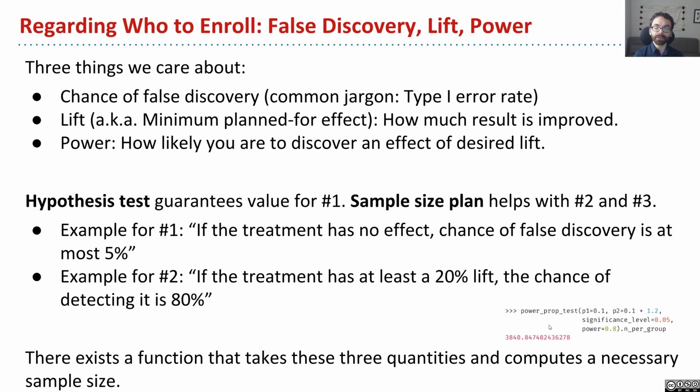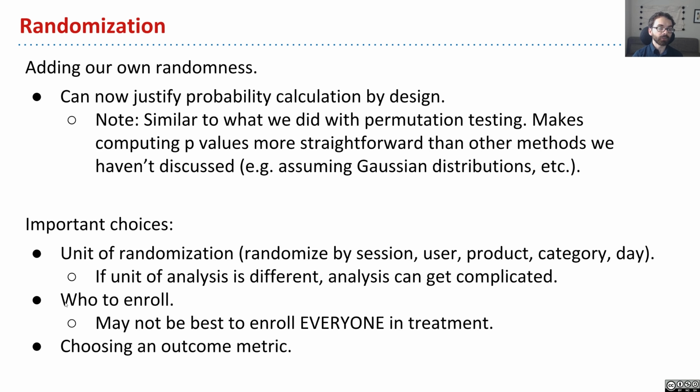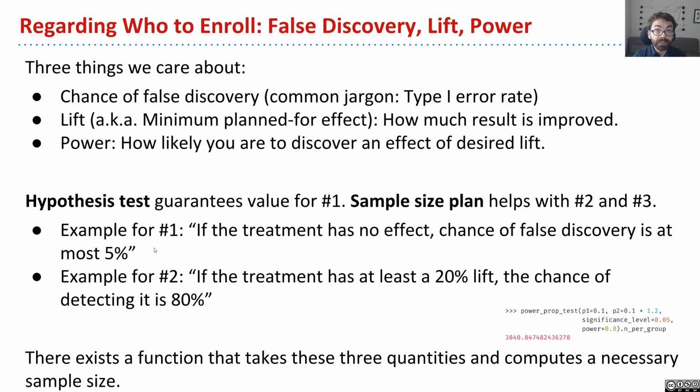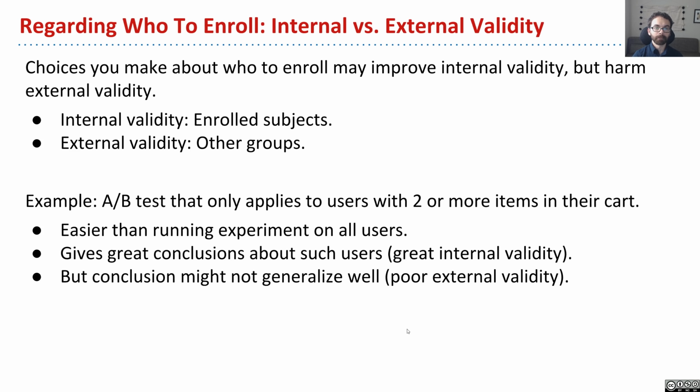Those 3 numbers together can be dropped into this function, which I honestly don't know how it works. This is not something I've personally learned about. And you will get back 3,840. And so that function exists. And essentially, in trying to address this question of who to enroll, part of the question, if you're doing this in the real world, is you decide in advance what chance of false discovery, lift, and power you want. And that tells you how many folks you need in order to attain the goals you have. Okay, that's pretty cool. I think it's fairly straightforward.